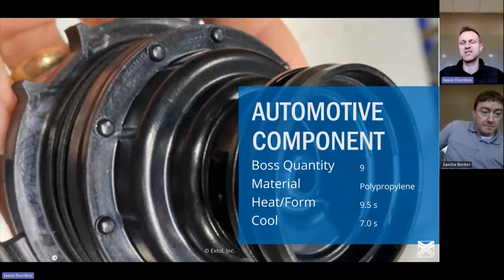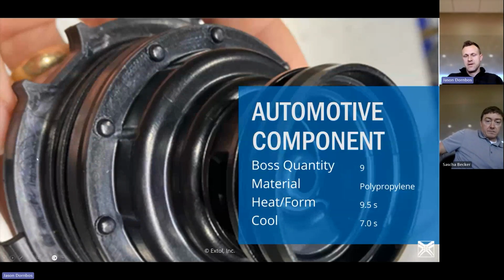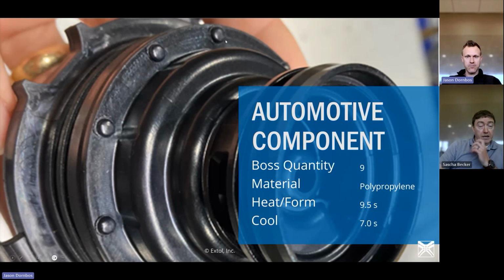A couple example applications for nanoSTAKE. Yeah, so this is an automotive component. We've got 9 bosses around this entire assembly. This was all staked in one press action using 9 nanoSTAKE modules. You can see we've got pretty decent cycle time here, 9.5 to heat and form, followed by 7 seconds of cooling time. So we're under 20 seconds to do 9 bosses around this entire assembly.